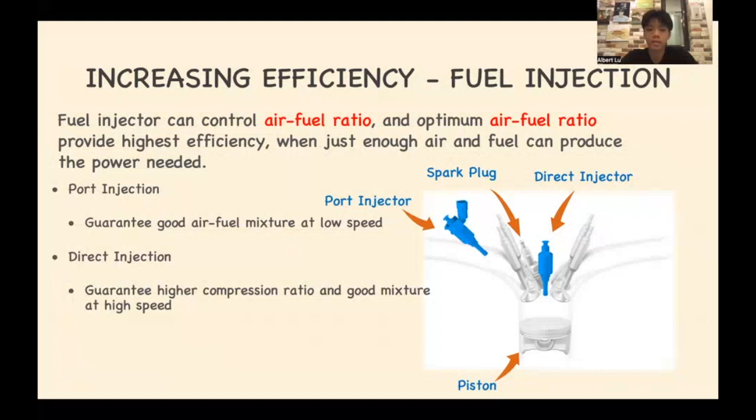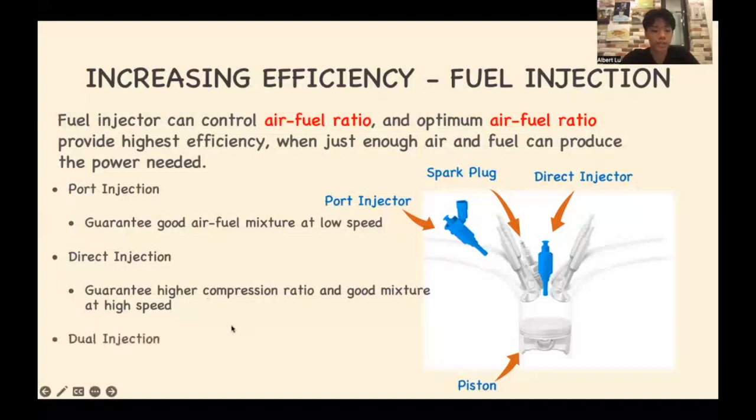It's because the fuel is injected into the engine with the air intake, and it is placed at specific angles so that it can properly mix with the air to form a mixture. And for direct injection, it guarantees a high compression ratio and good mixture at high speed. It's because it is placed atop the piston, and while the piston is moving really fast, it can guarantee the accuracy of fuel injection.